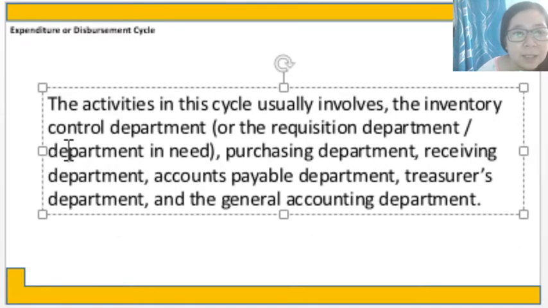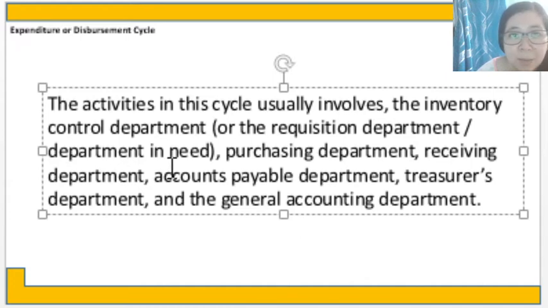So the activities under this cycle usually involve the inventory control department, or the requisition department, which purchases the needed inventory. Another is the purchasing department, who are responsible for the purchases of the required items by the requisition department. Then the receiving department: once the inventory ordered from the suppliers arrives, this department normally receives the delivery.